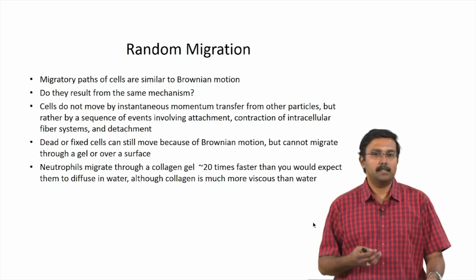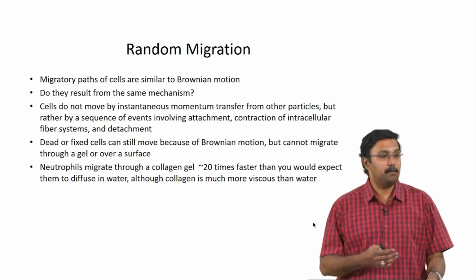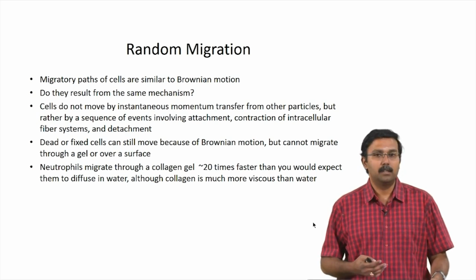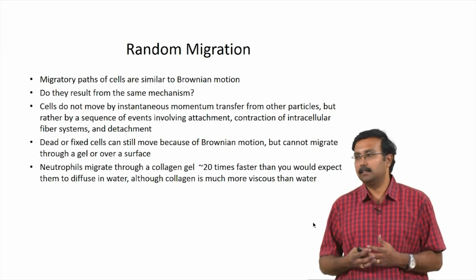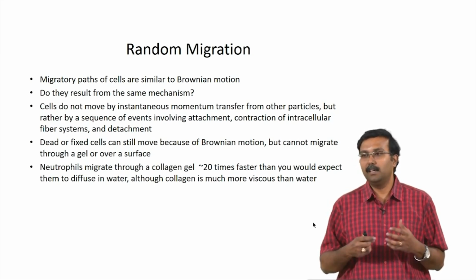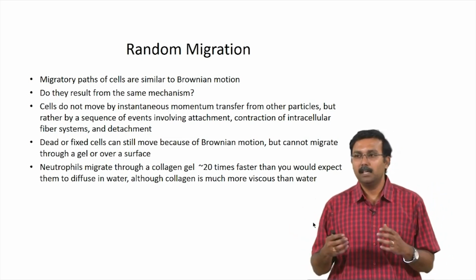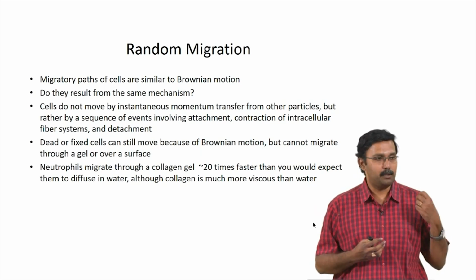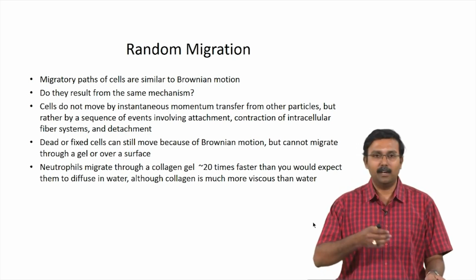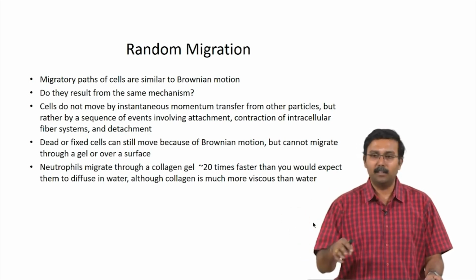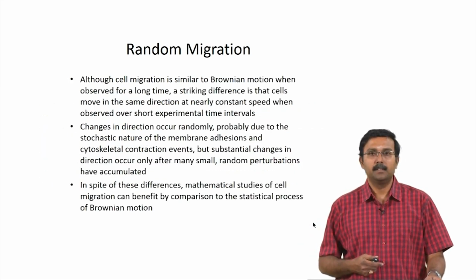So, neutrophils can actually migrate through a collagen gel 20 times faster than you would expect them to diffuse in water, although collagen is a much more viscous system than water. This shows you that it is not dependent on momentum, but it has mechanisms to make sure it reaches things faster. Right. So, neutrophils usually are trying to attack stuff when they have to migrate through the collagen matrix, so they move very fast in that environment.